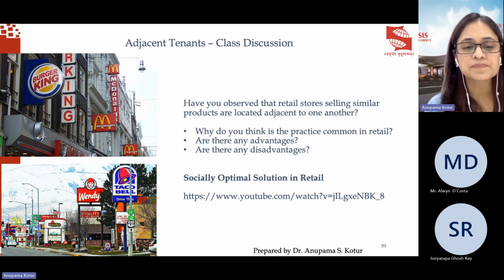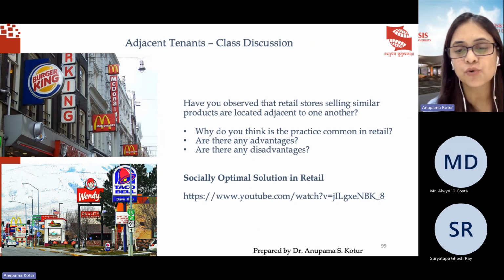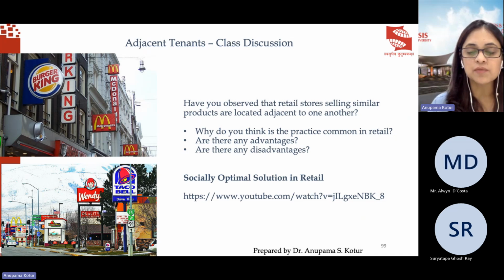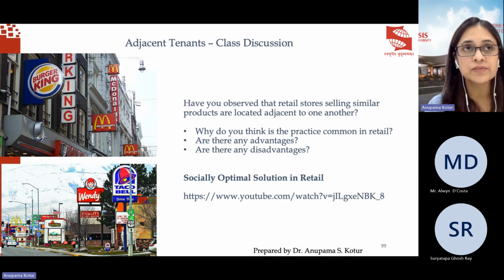So this is a predicament that every retailer faces, and you will see that globally, although this predicament prevails, they do not have reservations about opening stores next to their competitors. And this could be understood using something called a socially optimal solution in retail. Now, why is this? It is because some of these locations have historically been proven to be excellent for that particular kind of shopping.